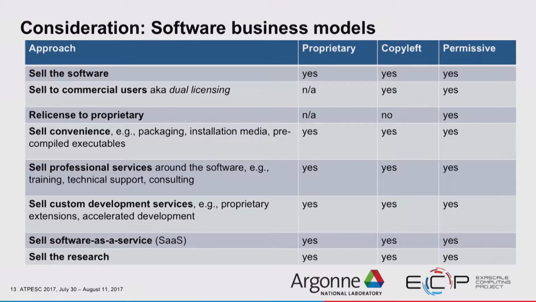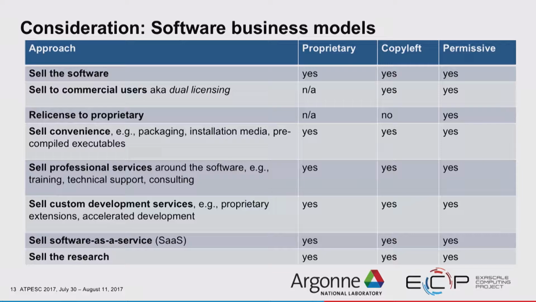And then these are the software business models, whether you want to sell the software. There is a difference between selling the software and selling to commercial users, because some of the software developers allow academic institutions to use the software for free, but do not want the software to be free to commercial entities, and therefore they have dual licensing where the academic license is different from the commercial license.